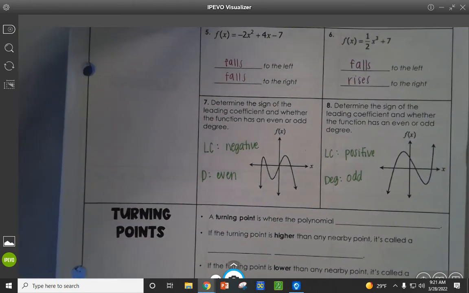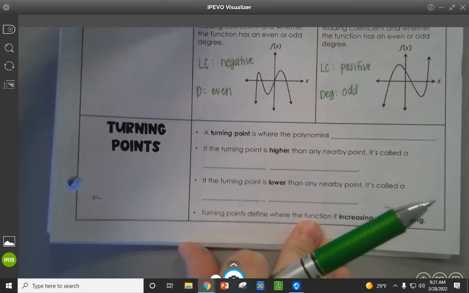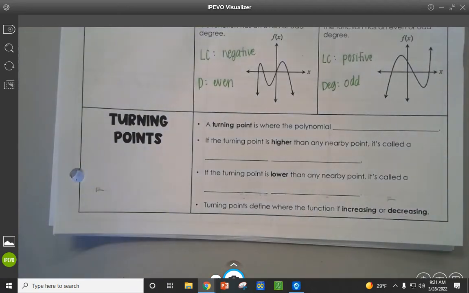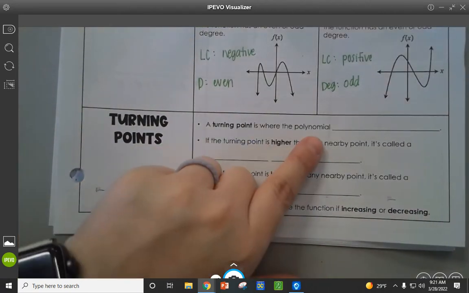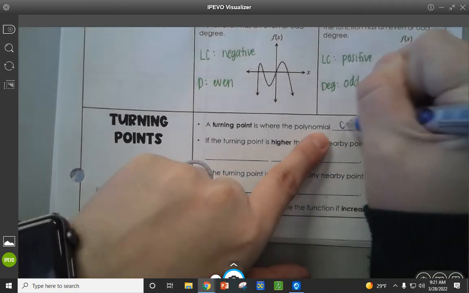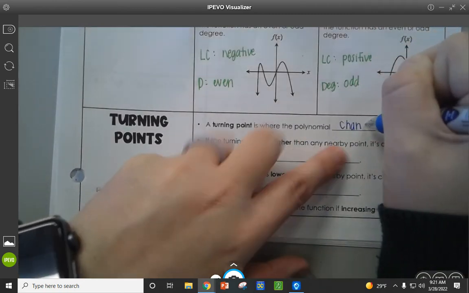Now we're going to get into something called turning points. A turning point is where the polynomial changes direction.